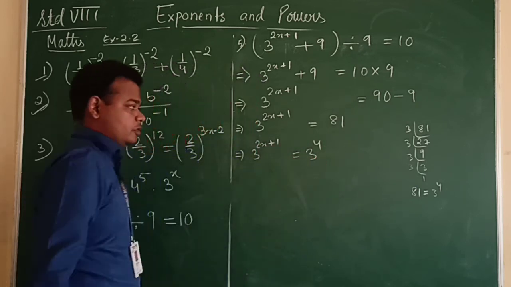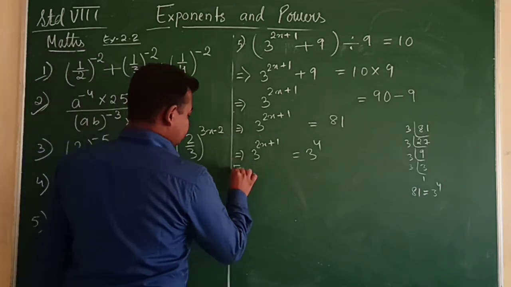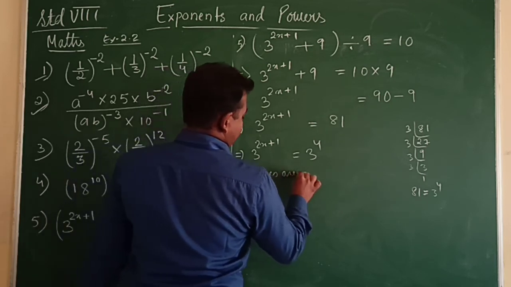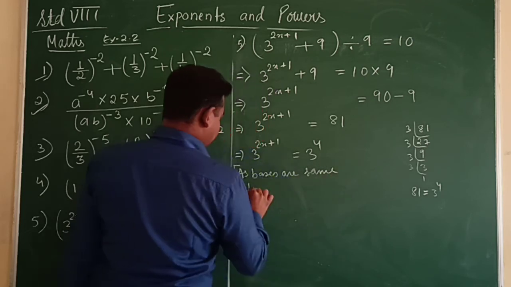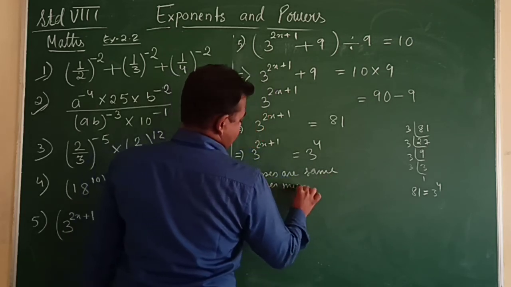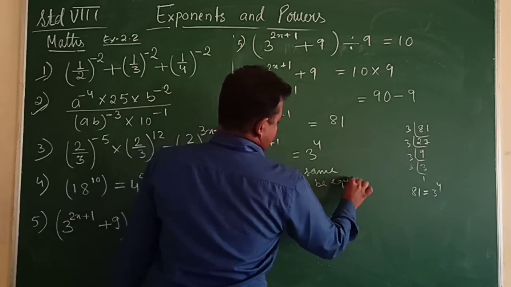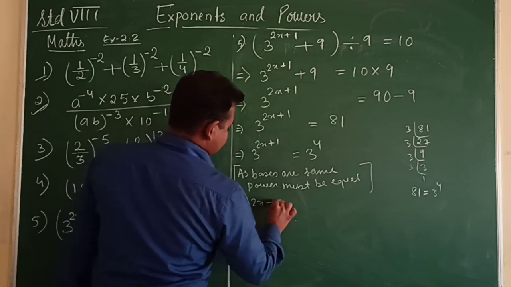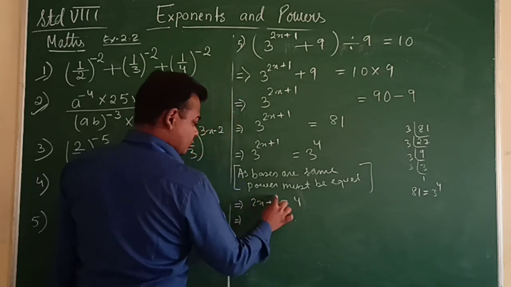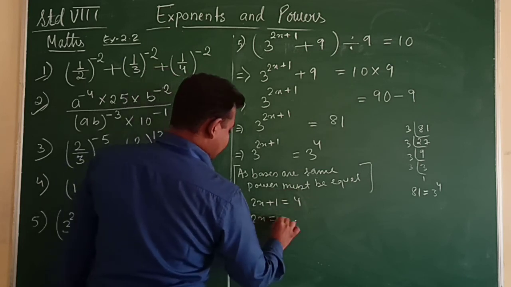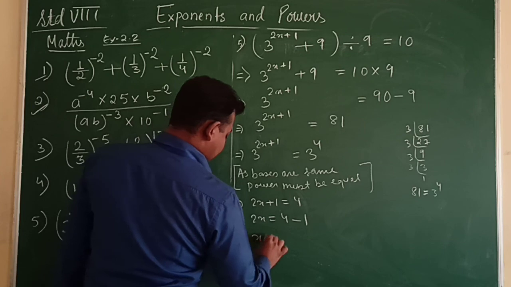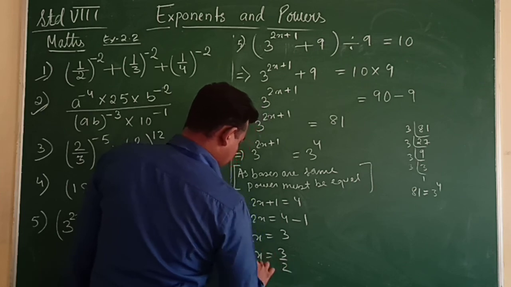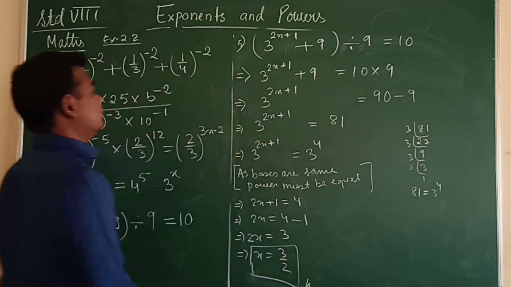As bases are same, power must be equal. Which implies that 2x plus 1 is equal to 4. Now this 1 is shifted to that side. 2x will be equal to 4 minus 1. 2x is equal to 3 and x will be equal to 3 by 2. This is how to solve this type of question.